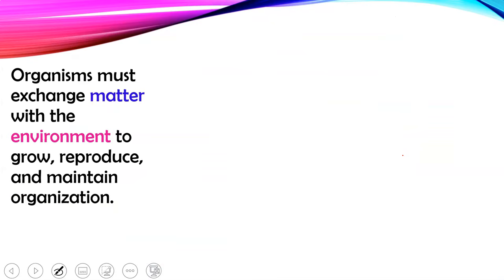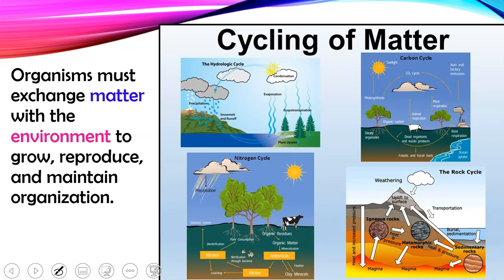So let's go ahead and talk about this next standard that talks about organisms must exchange matter with the environment to grow, reproduce, and maintain organization. So yes, we have the water cycle, the carbon cycle, the nitrogen and the phosphorus cycle, but really what we're talking about are the 5 major elements that make up life on Earth. We have carbon, hydrogen, oxygen, nitrogen, and phosphorus. And these elements are going to cycle between living and non-living things on Earth.